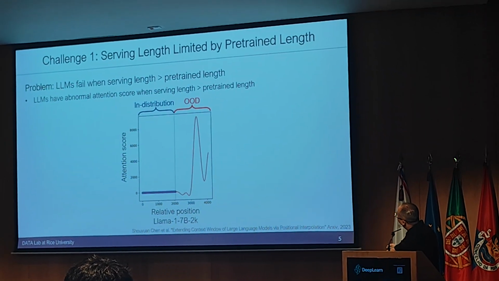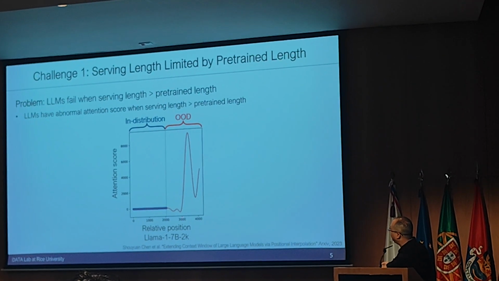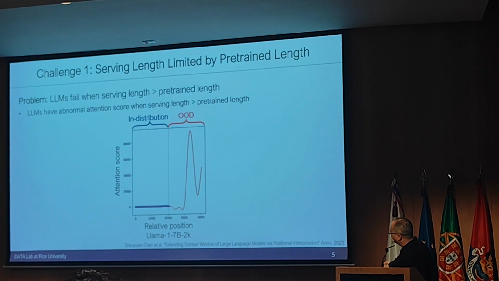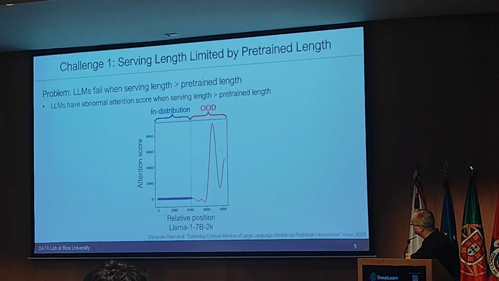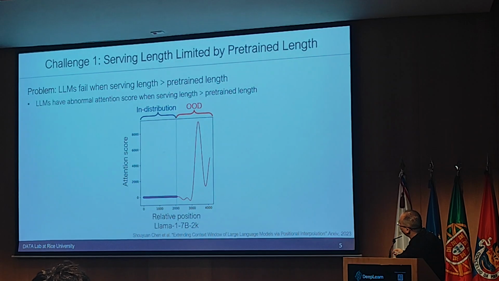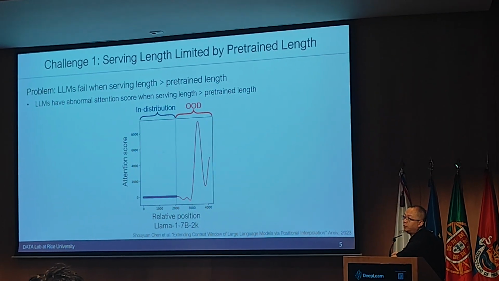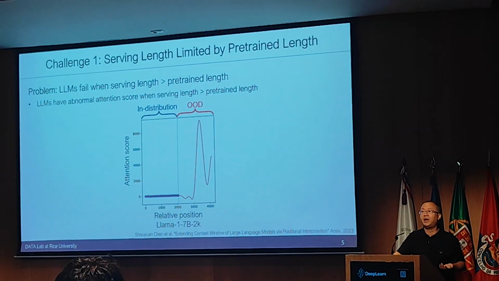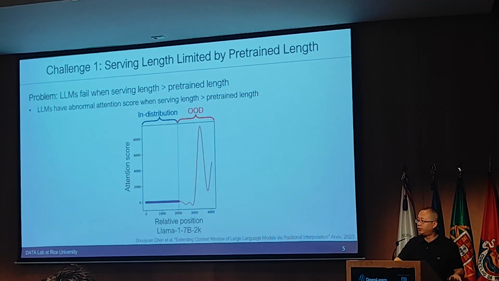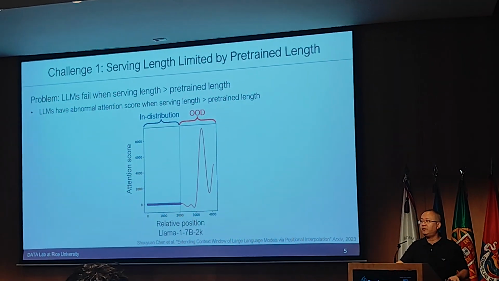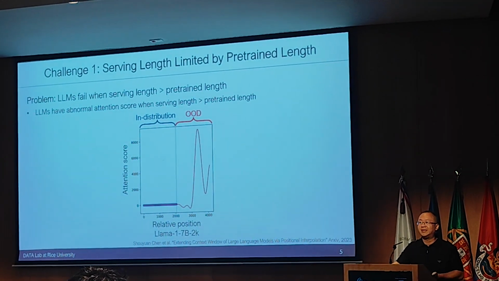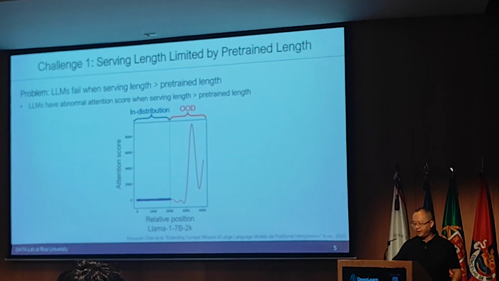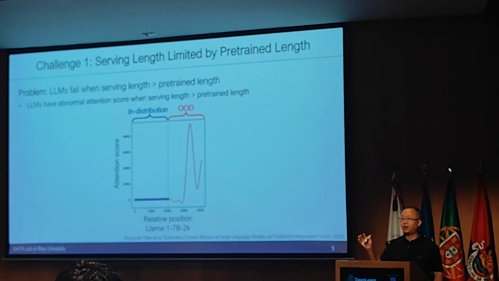Unfortunately, when we are feeding some text longer than 2000 tokens, like 3000 tokens, the attention score tends to be very unstable, showing out of distribution behavior. It means that when we trained the model, we never saw any text longer than 2000 tokens. That's why at the time of testing and serving, the large language model is not able to deal with long context. So this causes a lot of problems, which we're going to discuss later.